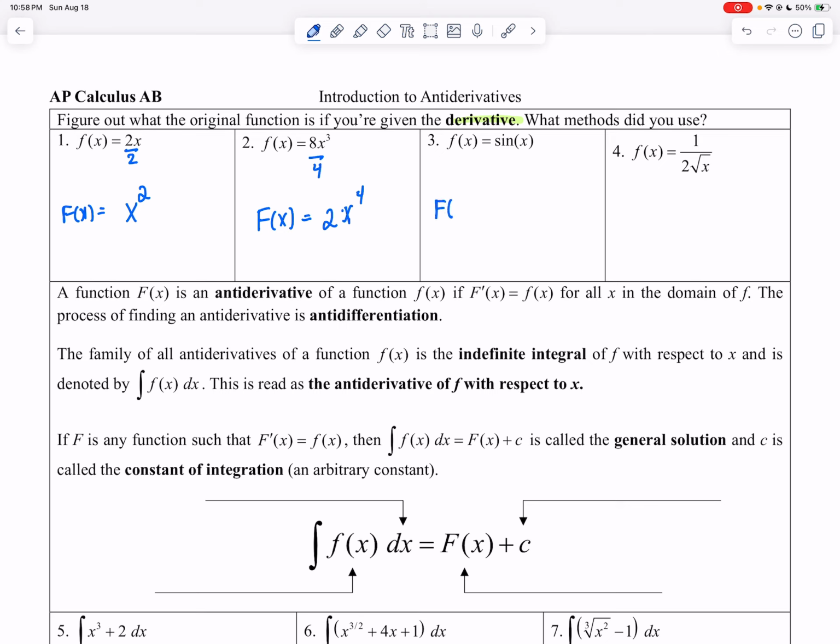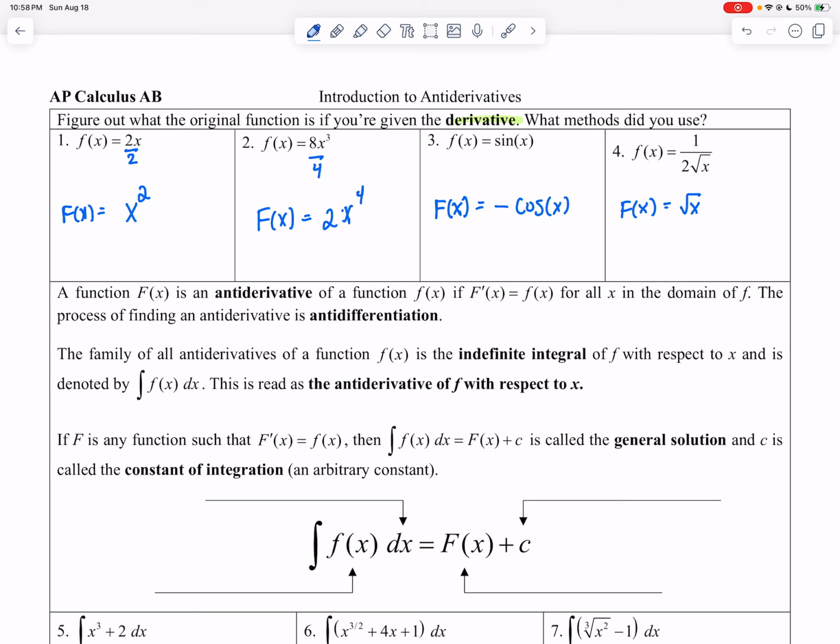Number 3 should be a derivative that you have memorized. The derivative of negative cosine is sine. Likewise, number 4 should be another derivative that you have memorized. That's going to be the square root of x.